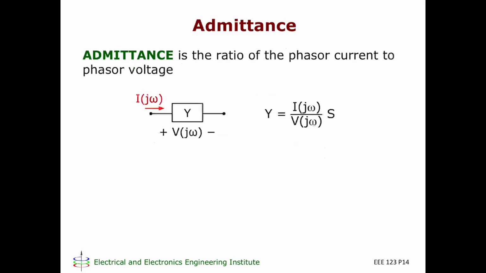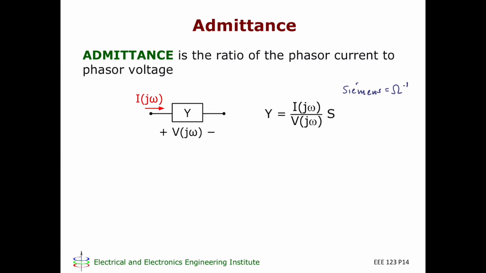Admittance is the reciprocal of impedance. Again, I have a circuit element with a phasor voltage across it and a phasor current through it. Admittance would be the ratio of phasor current to phasor voltage. Since this is a current to voltage ratio, the units for admittance would be Siemens, which is ohm to the minus 1.